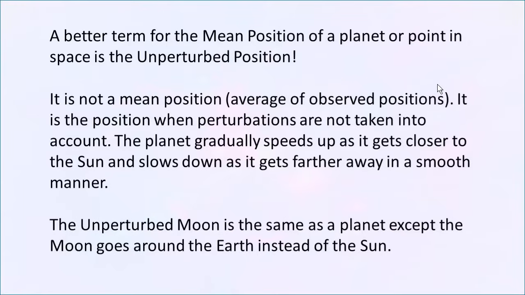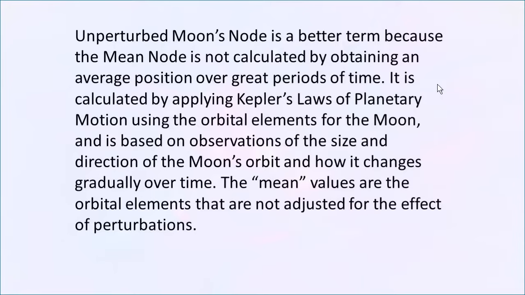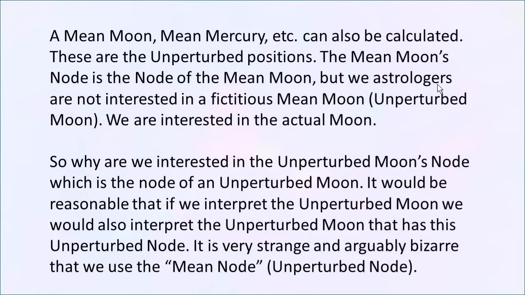Okay. The unperturbed moon's node is a better term because the mean node is not calculated by obtaining an average position over great periods of time, as I just explained. It is calculated by applying Kepler's laws of planetary motion using the orbital elements for the moon. And it is based on observations of the size and direction of the moon's orbit and how it changes gradually over time. The word mean, as in mean values, are the orbital elements that are not adjusted for the effect of perturbations. Okay, that's just saying what I just said.